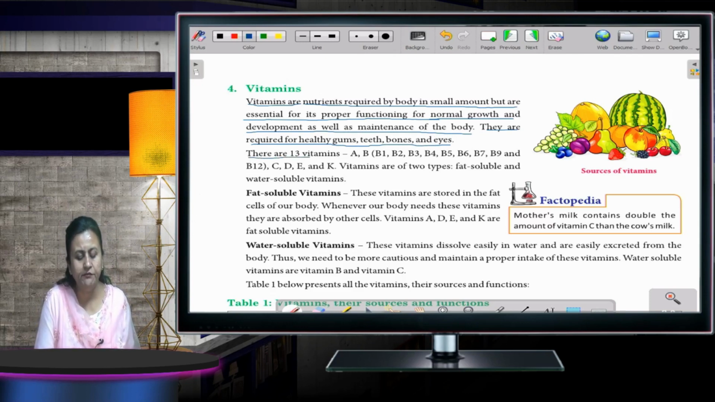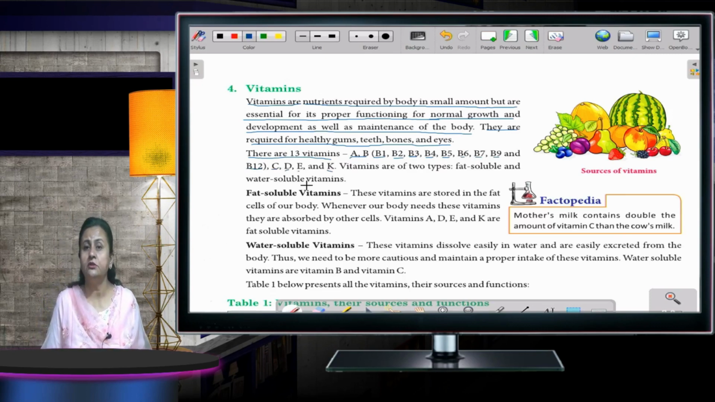There are 13 vitamins: A, B, B1, B2, B3, B4, B5, B6, B7, B9 and B12, C, D, E and K. So how many vitamins are there in total? There are 13 in number. That is A, B, B1 to B9, and B12, then vitamin C, vitamin D, vitamin E and K. Vitamins are of two types, fat soluble and water soluble vitamins.